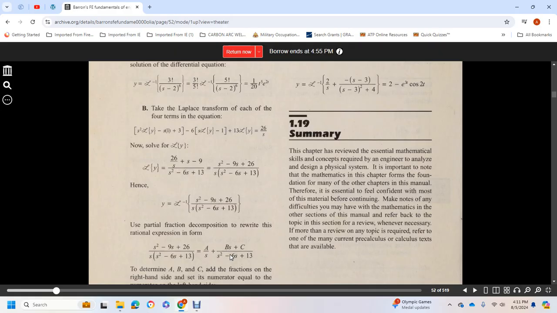The chapter has reviewed essential mathematics skills for the concepts of engineering analysis and design of physical systems. It's important to know that the mathematics chapters form a foundation for many of the other chapters in this manual. Therefore, feel confident in most of the material before continuing. Make notes of any difficulty you have with the mathematics in other sections of this manual. Refer back to the topic and section review whenever necessary. If more review on any of the topics is required, refer to one of the many current pre-calculus and calculus texts that are available.